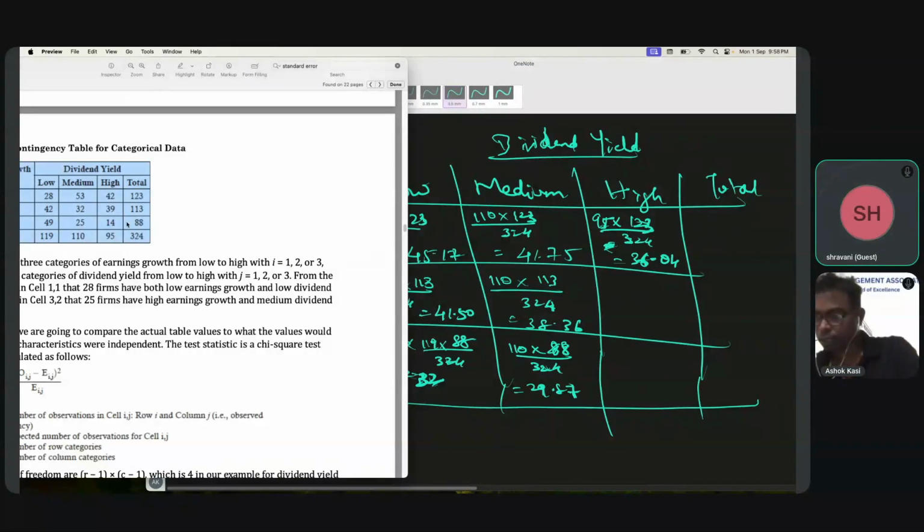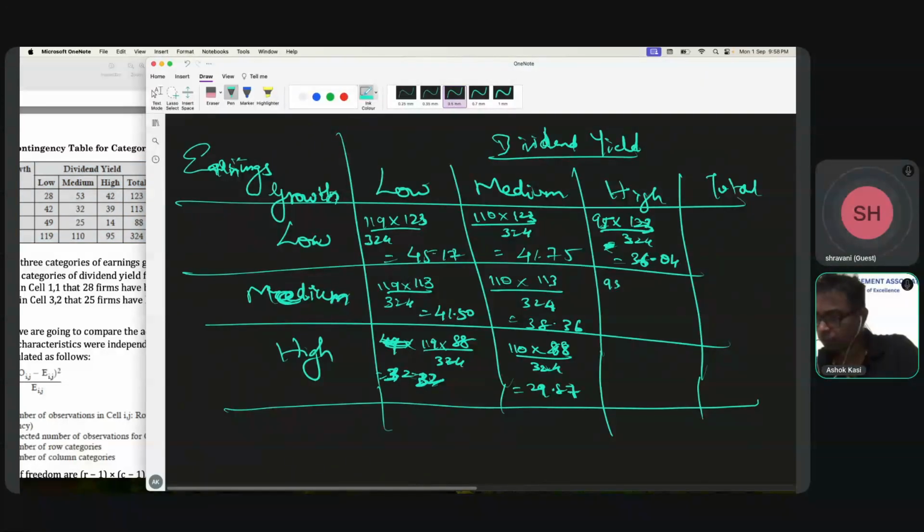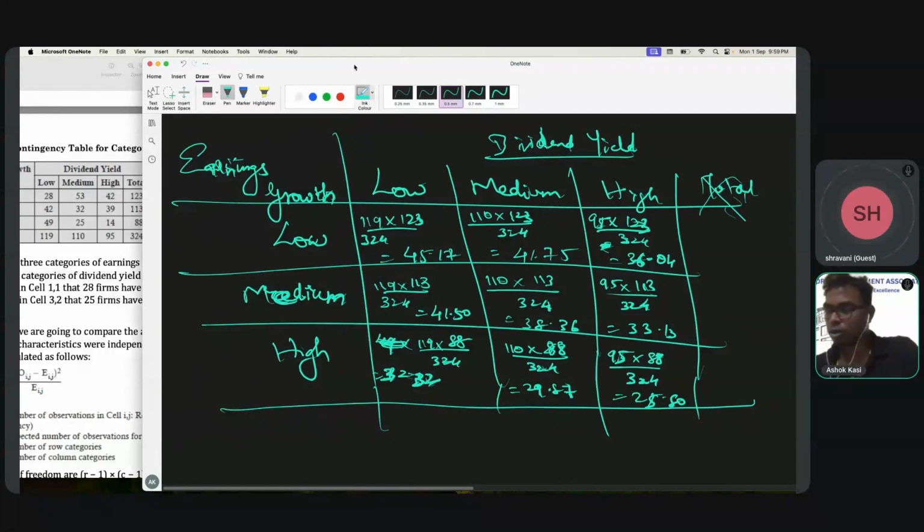Then 95 into 113 divided by 324 gives 33.132. Then the next one, 95 into 88 divided by 324 gives 25.80. This is not required. Okay, these are all the expected numbers we have got.